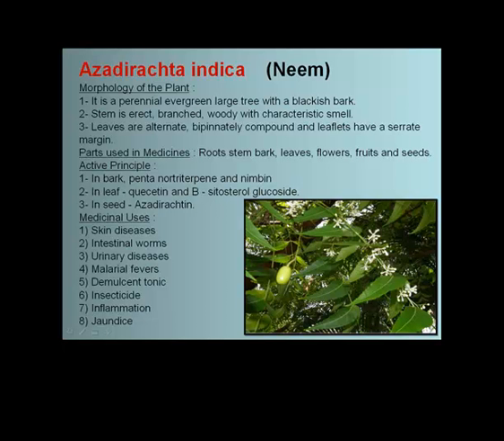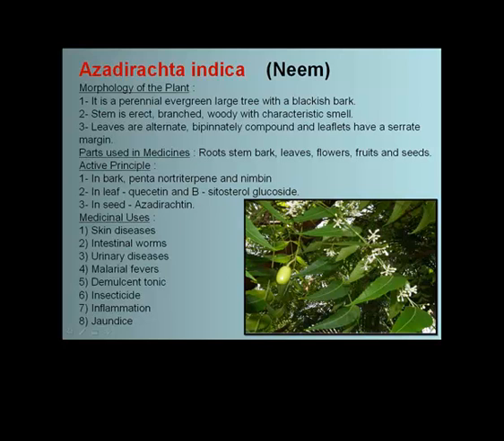Azadirachta indica. Morphology of the plant. It is a perennial evergreen large tree with a blackish bark. Stem is erect, branched, woody with characteristic smell. Leaves are alternate, bipinnately compound and leaflets have a serrate margin. Parts used in medicines: root, stem, bark, leaves, flowers, fruits and seeds.